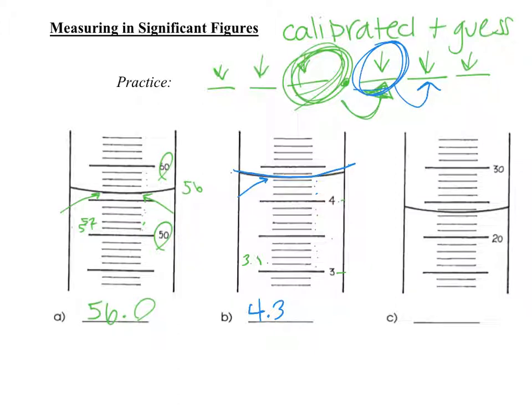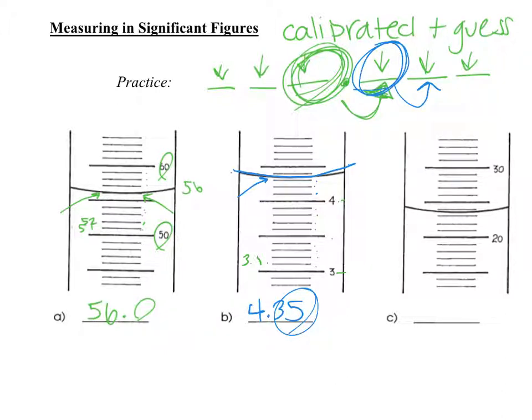And then my guess digit, I'm going to say it's not dead on the line. It's not all the way up to the 0.4. I think it's in the middle. So if you want to say something's in the middle, you just put a 5. So my answer there is 4.35 milliliters. This 5 is the guess. I'm not totally sure that it's halfway. It could be 6. The answer could be 4.36. But that's my guess. Still would get credit on that one.